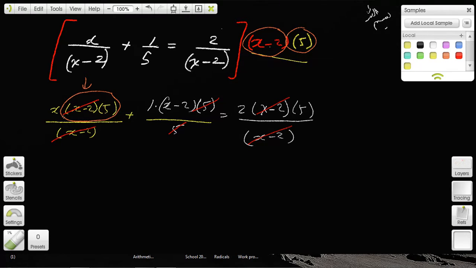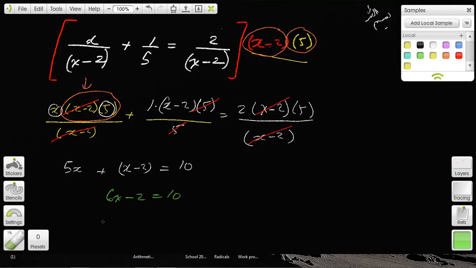Okay, now look what I have. All that's left over here is x and the 5, so I have 5x. There's nothing in the denominator. Plus, over here, this is gone, so I just have x minus 2. And over here, this is gone, and I just have 10. Yes? It's like a breath of fresh air. It's like, oh, all disappeared. The denominator's just gone. Okay? Now I combine like terms. 5x plus 1x is 6x, minus 2 equals 10.